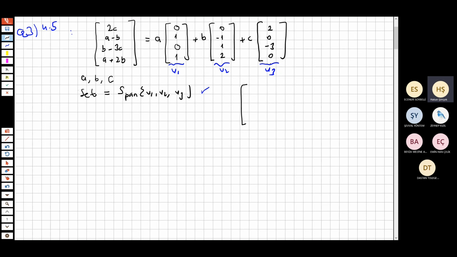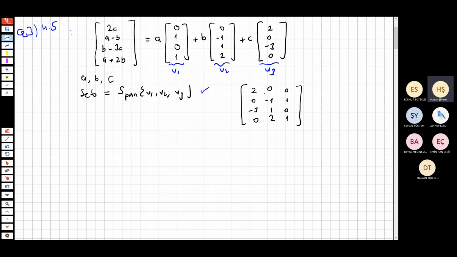First, I want to write the third one. There is no definite order. You can write any of them for the first column. Since we have a non-zero number in the first entry, this vector will be better for the first column than the others. Therefore, I am writing the third one first: 2, 0, minus 3, 0. Then 0, minus 1, 1, 2, and 0, 1, 0, 1.